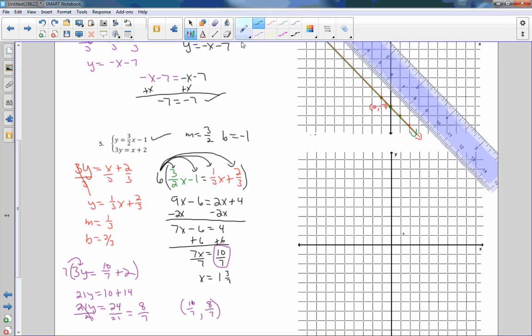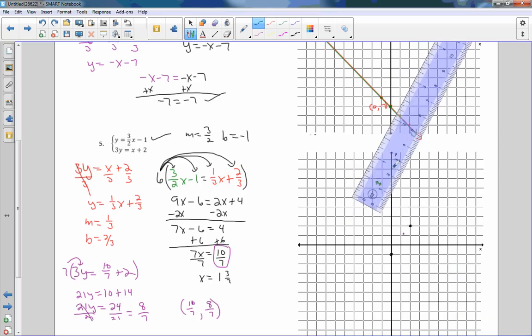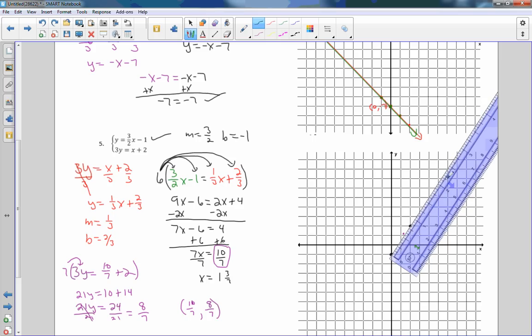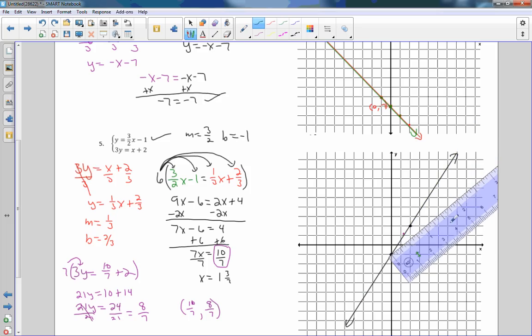And I'll graph this one in black. So my y-intercept was -1, which is right here. And my slope was 3/2, which means go up 3 and right 2. So 1, 2, 3 over 2, and I'm right here. And then when I bring my ruler down to draw my line through those 2 points, there's the graph of the first line. Okay, so I was just off a little bit here. It's right there. That's our solution.